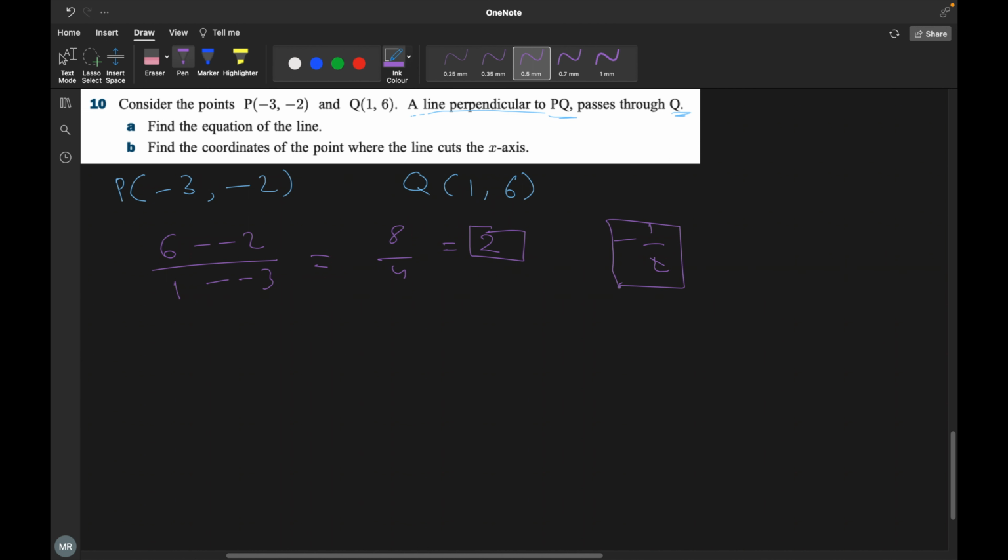So this is the thing. And then it also says that it passes through Q. So now we have the following details: the gradient and a line and a point. So now let's just use the regular formula that we always use.